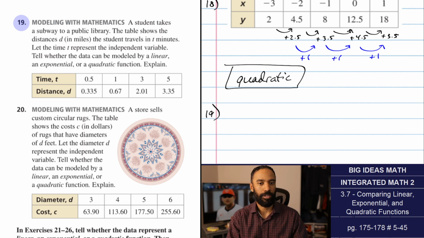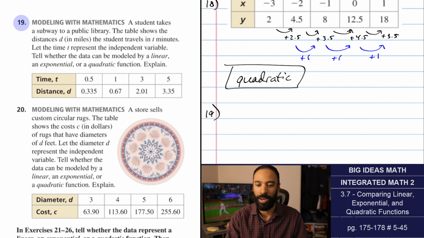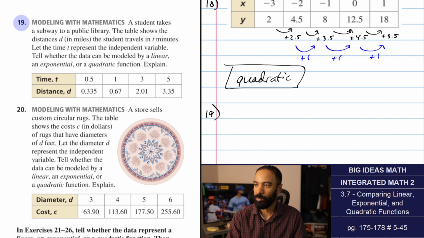Number 19, our 5 through 18 must have been the nice ones. Now we're already hitting word problems. So we still have to go up to number 45, and I'm already 36 minutes in here.